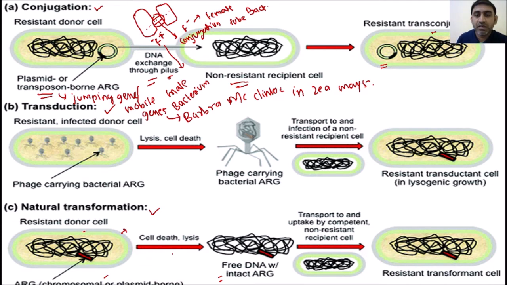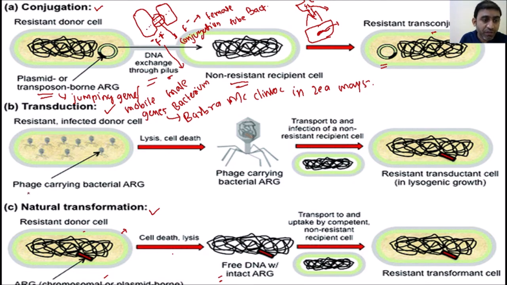Then transduction. Transduction is, suppose this is a bacterial cell, and here is the bacteriophage. So we know the bacteriophage attacks bacteria. Its genetic material is going to be introduced into the bacterial cell, and over the bacterial genetic material, the genetic material of the virus will take control. Virus has its own genetic material. It will attack the bacteria, and the genetic material of the virus will take control when it gets integrated.